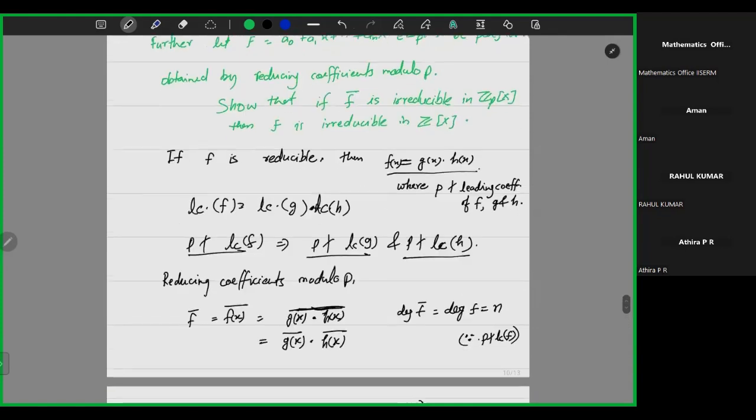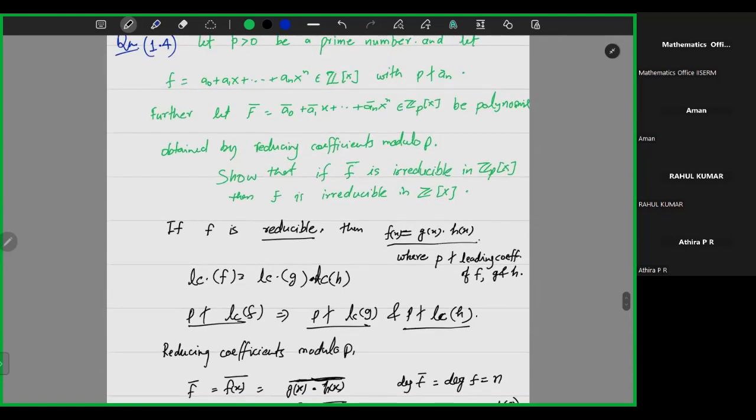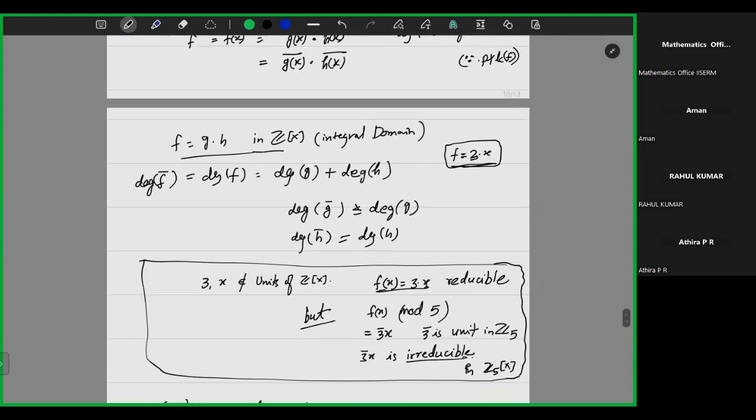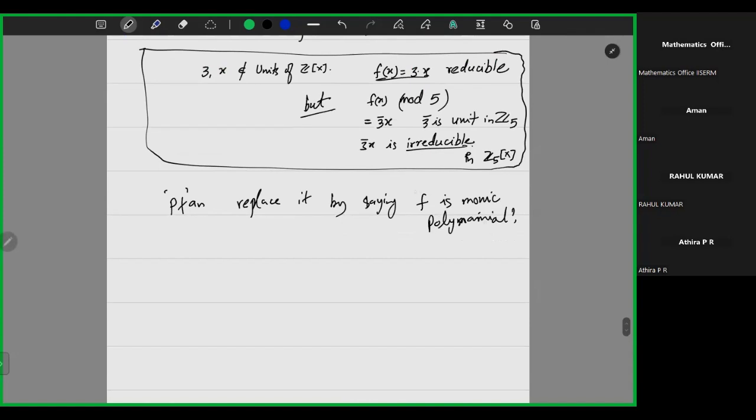Then you see if F is reducible, then F can be factorized like this, and here the degree of G and the degree of H should both be greater than or equal to 1. Okay, because it is monic, not a constant multiple. Not something like 3 into x, or 2 into x. The G(x) and H(x) are both monic, and they have degree greater than or equal to 1. If we replace this by saying that F is a monic polynomial, then the proof works.